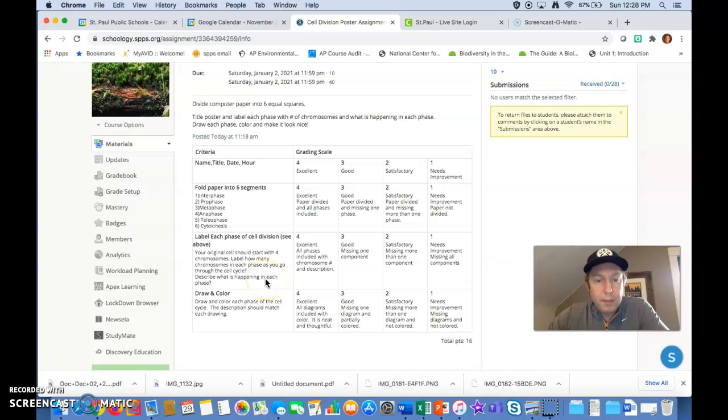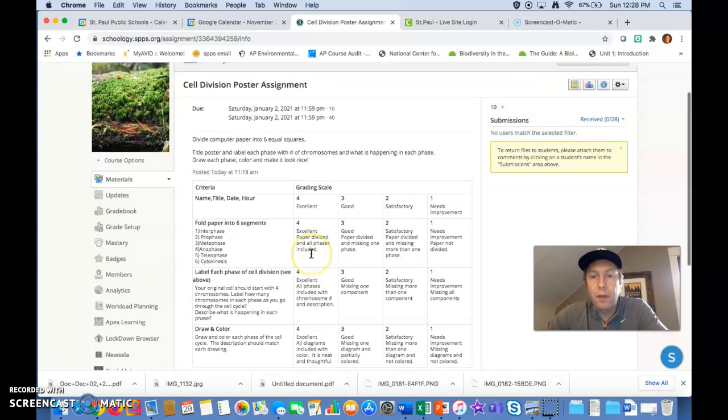Then for the main points, it's easy to get the first points by just doing the basics. Start your original cell with 4 chromosomes, label how the chromosomes go in each of the phases, and describe what is happening. You can copy down what I did in my slides or watch the videos. And then to get the full amount of points, make it look really nice by drawing it and coloring it. Now, if you don't have any colors at home whatsoever, let me know and we can figure something out for that.